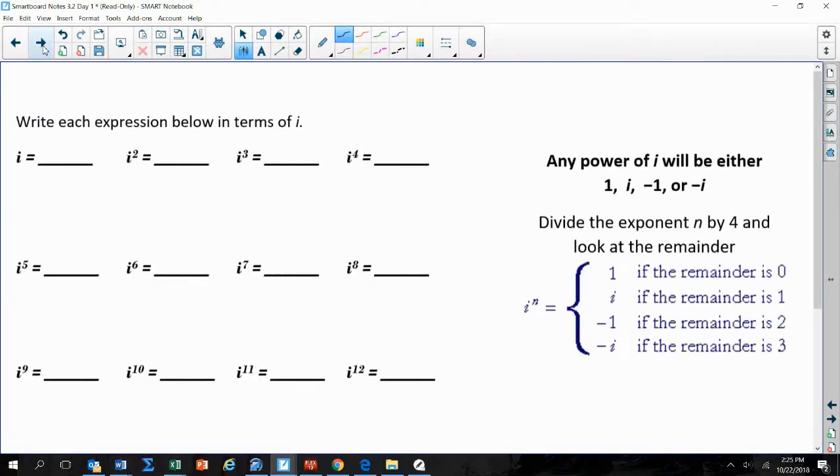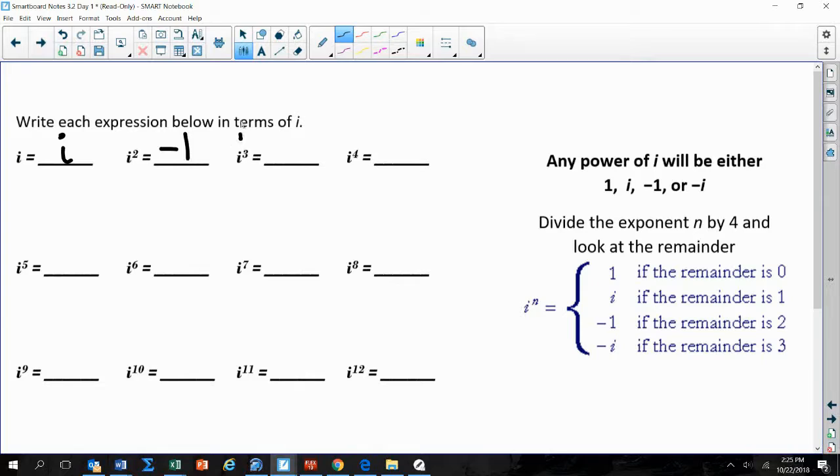Okay, so what I want to do now is just look at patterns for i. It says write each expression below in terms of i. We're just going to say that i is i, right? And what is i squared? -1, right? So those are the givens. And I want you to simplify the rest of these based on that knowledge.